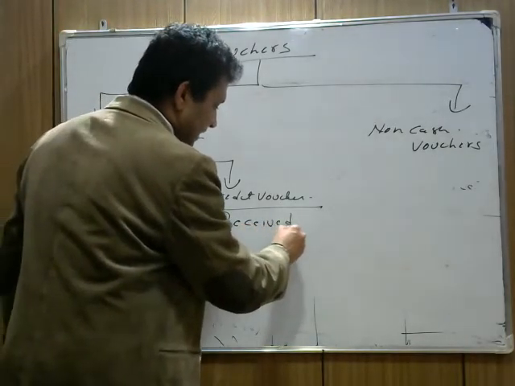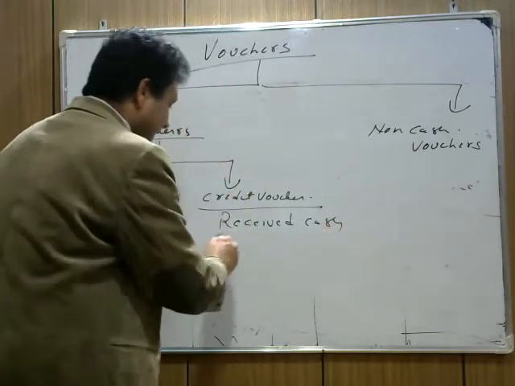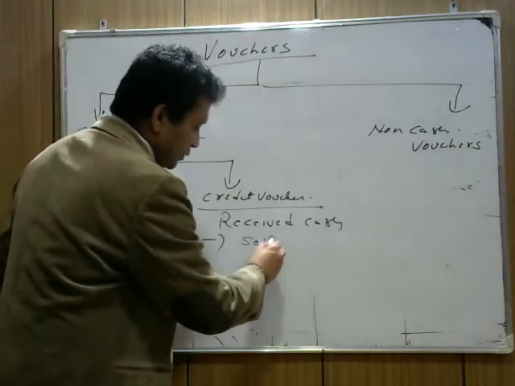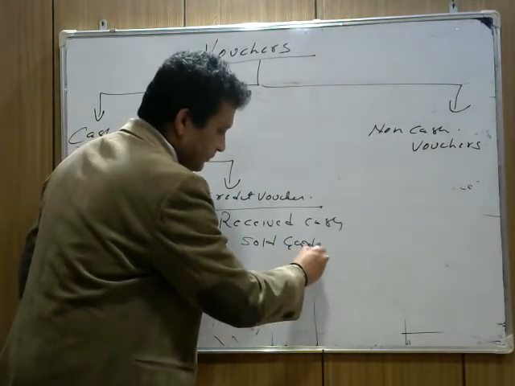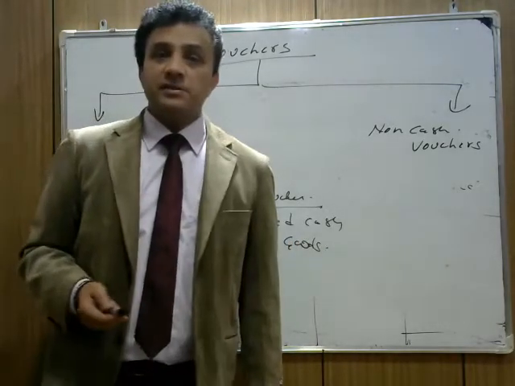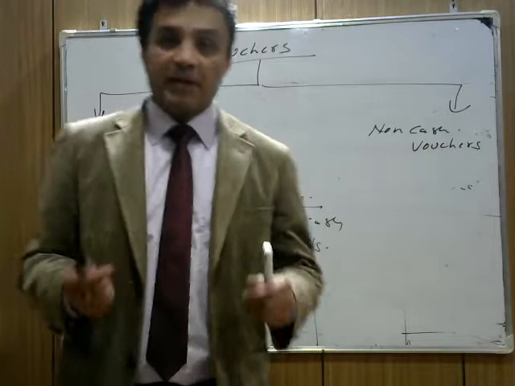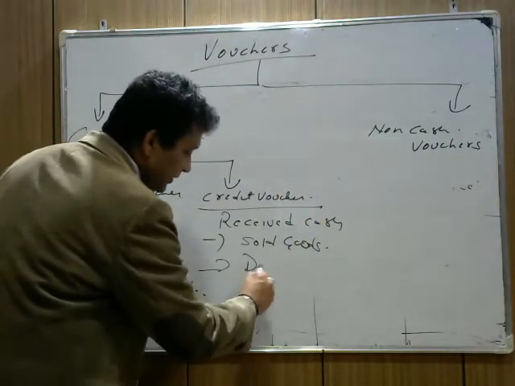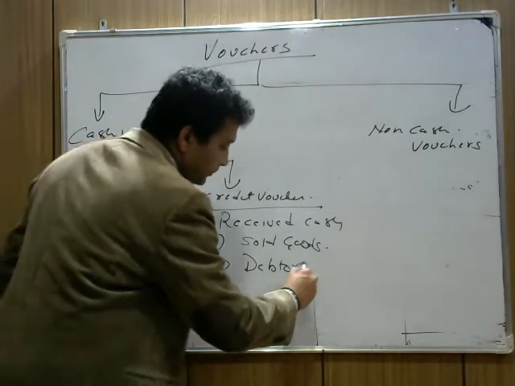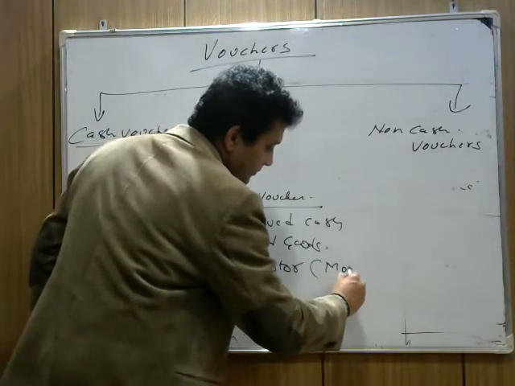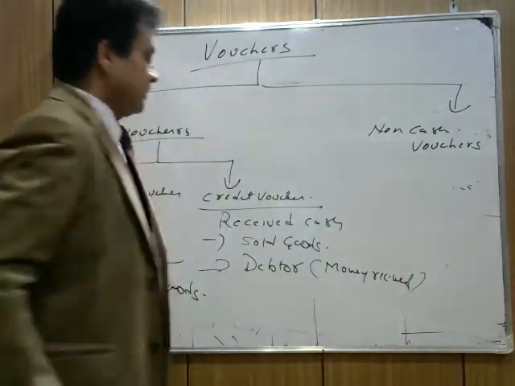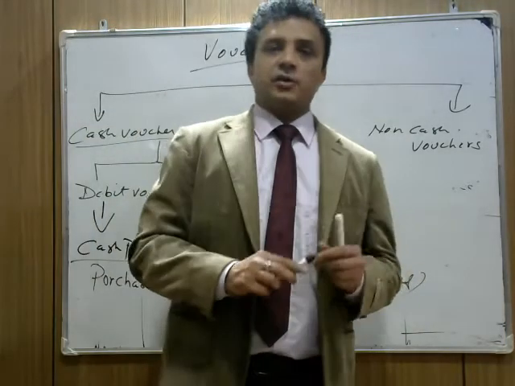Now, on what transaction do you receive cash? When you sold goods, you receive cash, and those vouchers are called credit vouchers. When you sold goods, when you receive the money from debtors. Money received from debtors.